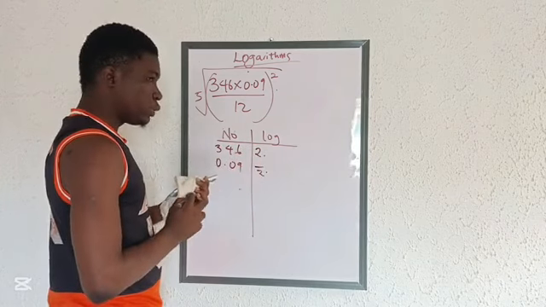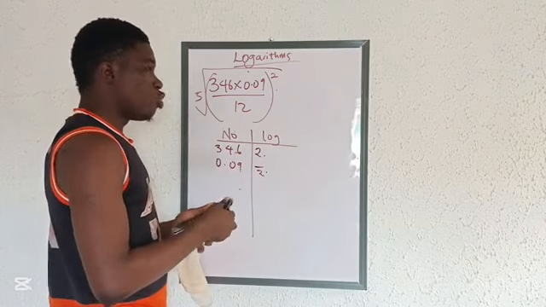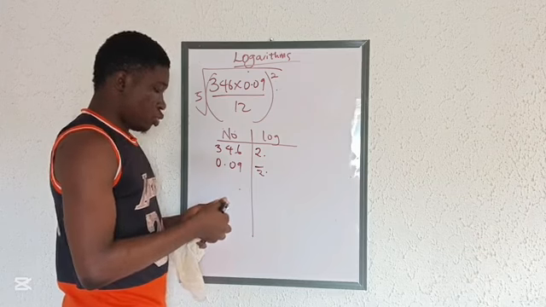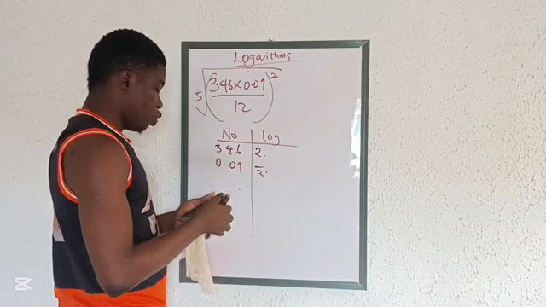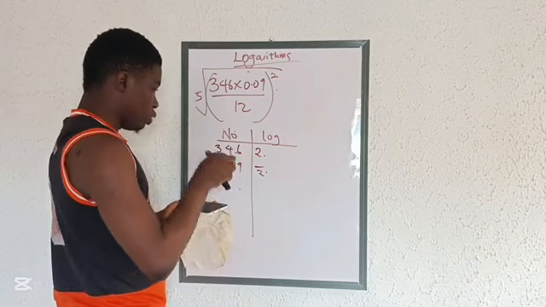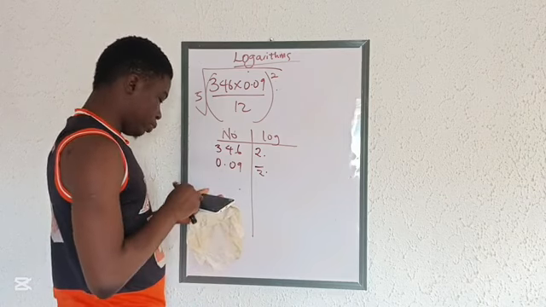Because we don't have our logarithm table, I'm going to use my calculator on my phone. But please use your logarithm table, 34 under 6.